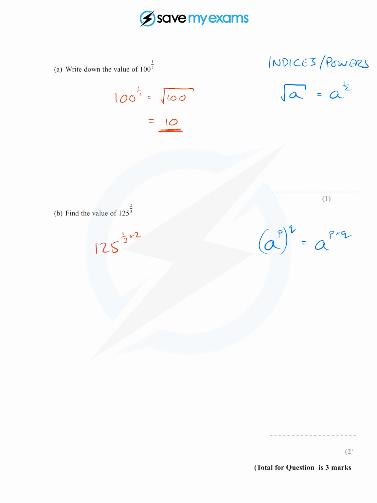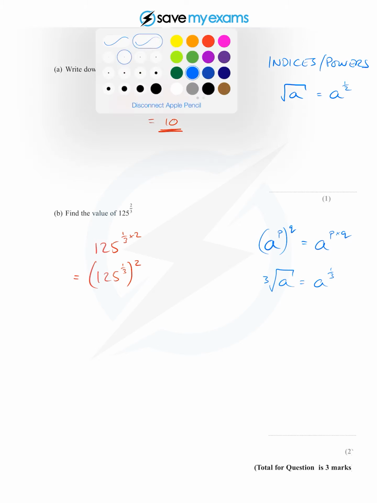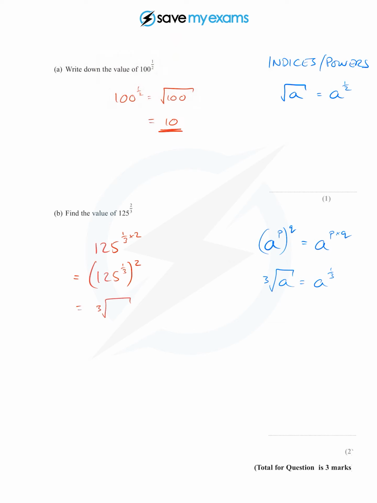Okay, and so we've written it in this form here, a to the p times q, and we're going to now transform it into this form, and that is 125, bracket in the wrong place, to the power of 1/3, squared. So that is the same thing. And now we just have to work out what 125 to the power of 1/3 means. Well, in a very similar way to the thing above, the cube root of a is a to the power of 1/3. And that's the rule we're going to use. So this is the cube root of 125, all squared.